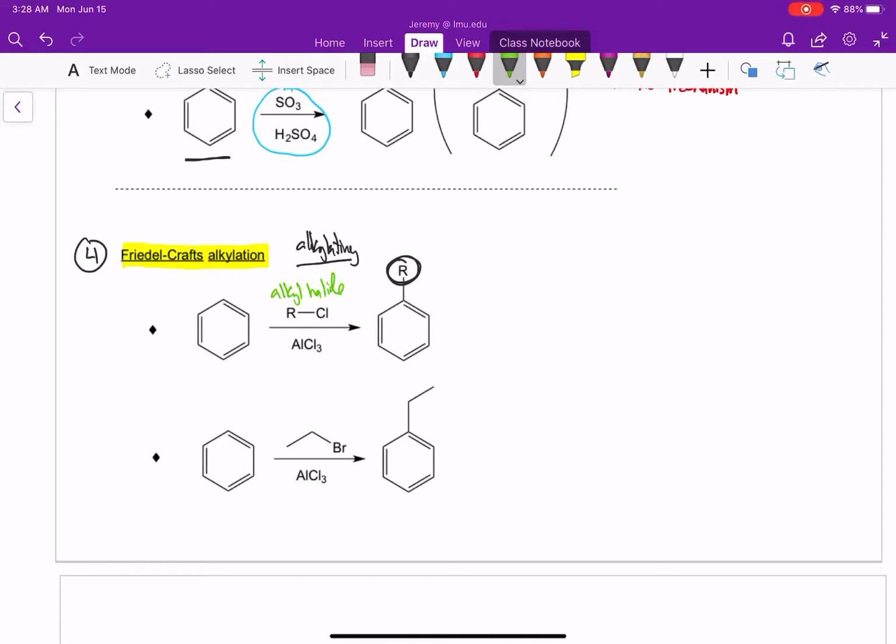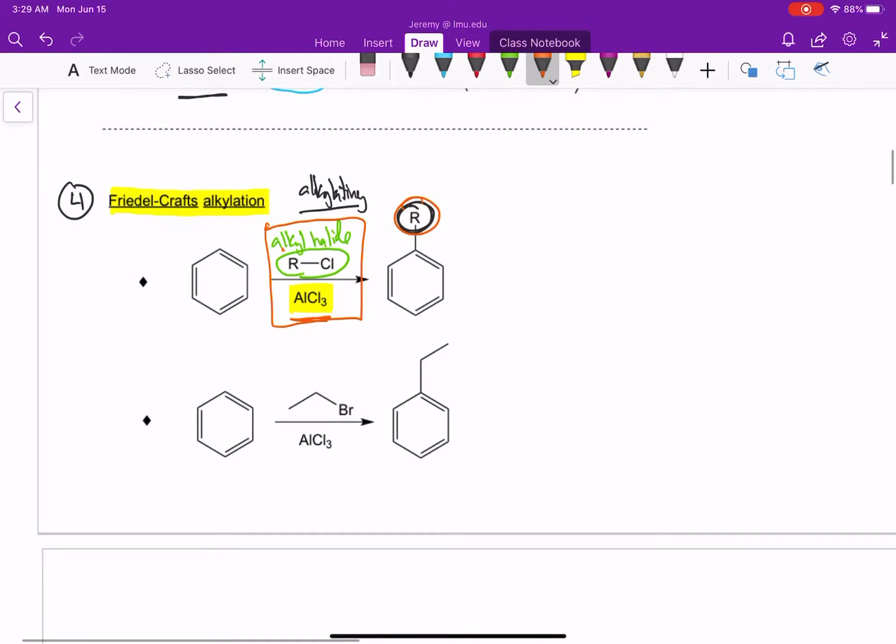Here I abbreviated that as RCl. That could be a bromide or an iodide as well. And again, we have to add our Lewis acid here, and AlCl3 is the normal Lewis acid that's used. So you take your alkyl halide and AlCl3, and that will add an alkyl group to our benzene ring. So let's look at a few examples of this. Next, here we have a benzene ring.